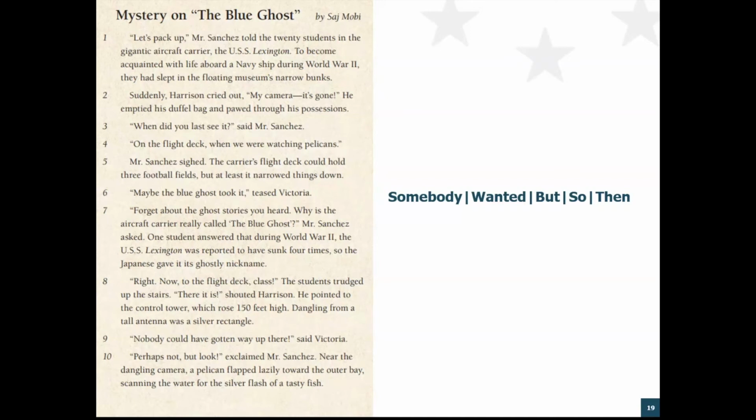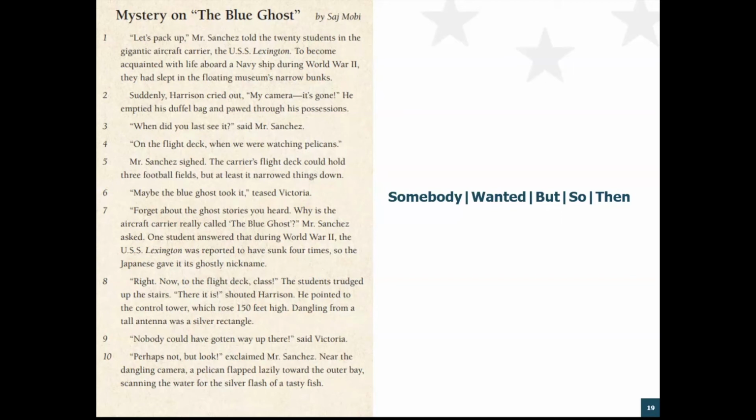"Maybe the blue ghost took it," teased Victoria. "Forget about the ghost stories you heard. Why is the aircraft carrier really called the Blue Ghost?" Mr. Sanchez asked. One student answered that during World War II, the USS Lexington was reported to have sunk 4 times, so the Japanese gave it its ghostly nickname. "Right. Now to the flight deck, class." The students trudged up the stairs. "There it is," shouted Harrison. He pointed to the control tower, which rose 150 feet high.